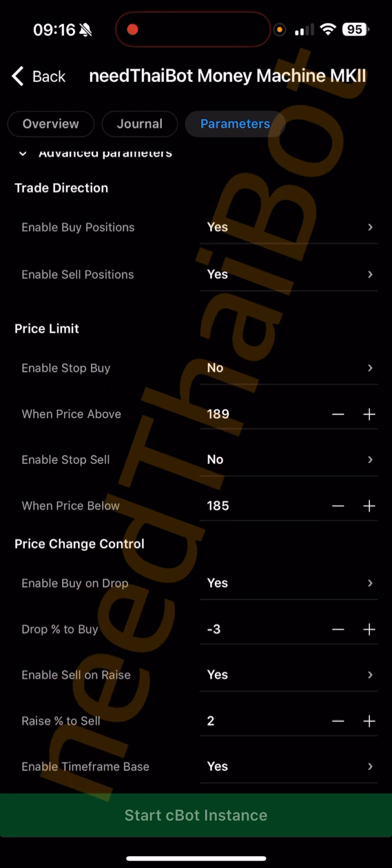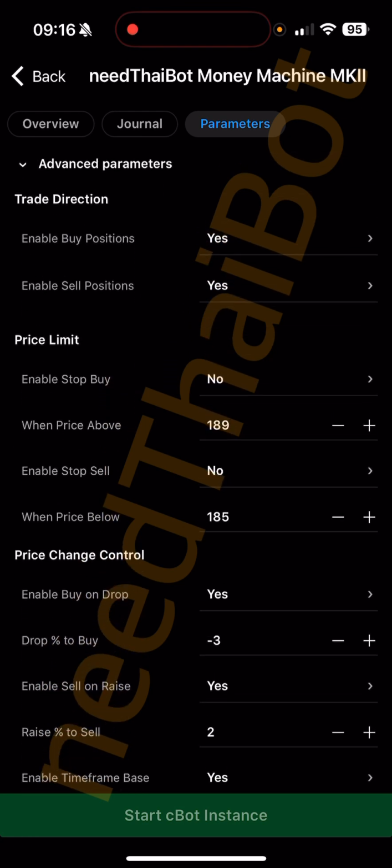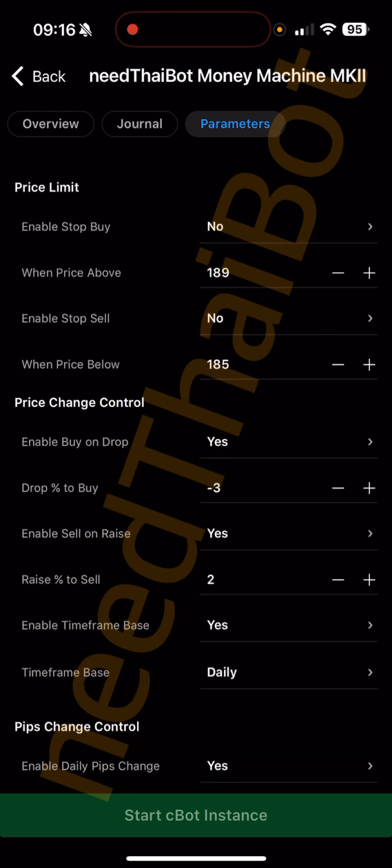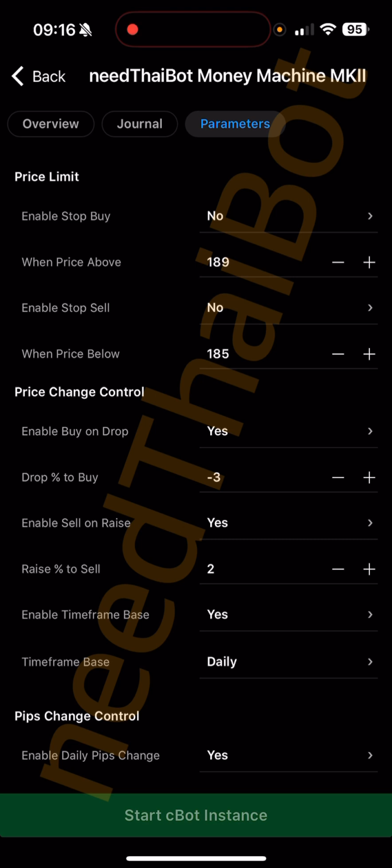So the full version will have features like trade direction, where you can set a buy or sell position. In the latest version we also have price limit and price change control. Here you can change the price.